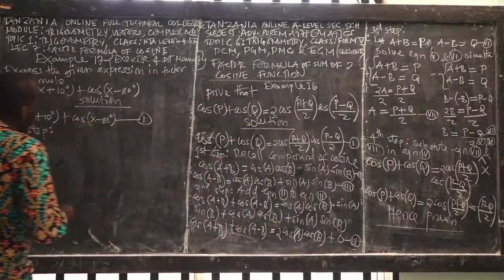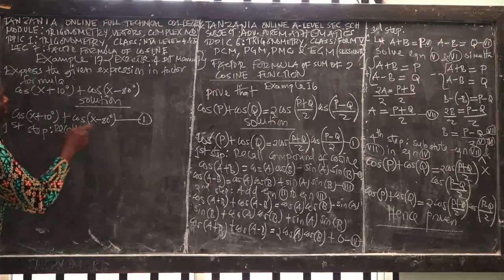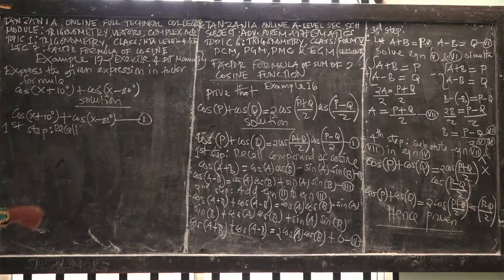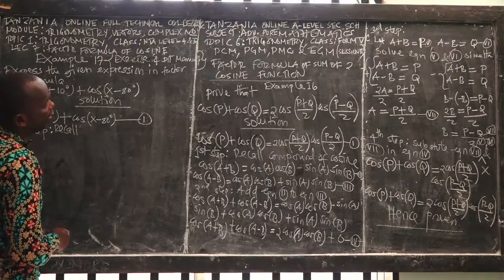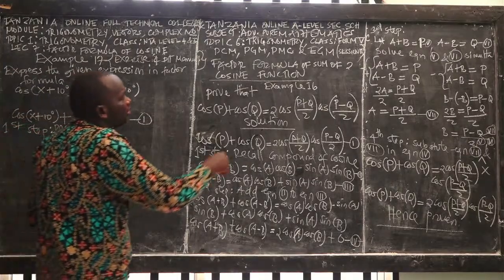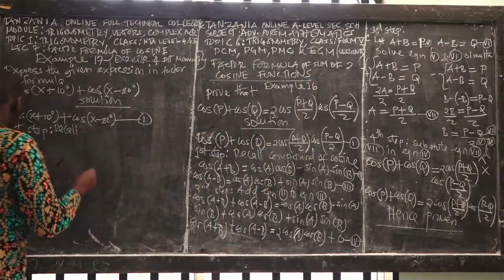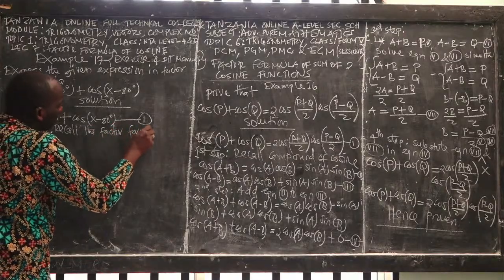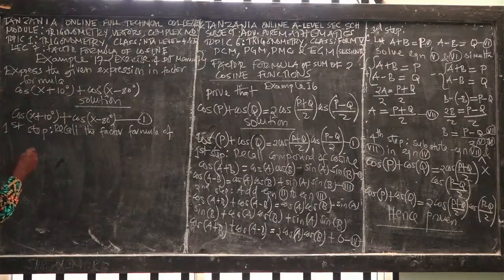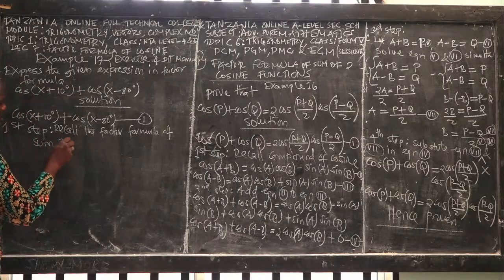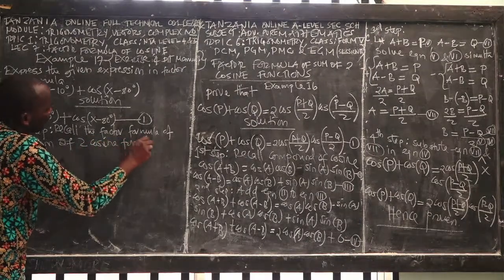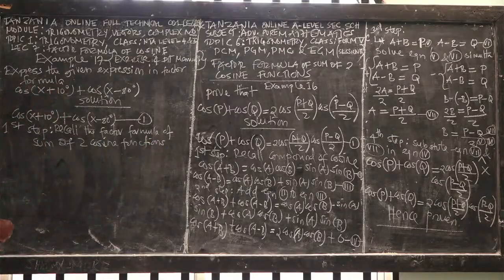So first step, we recall. Which formula should we use? Whenever we have a trigonometric expression like this one, we have to recall the factor formula of the sum of two cosine functions. So recall the factor formula of the sum of two cosine functions. So what is that factor formula?